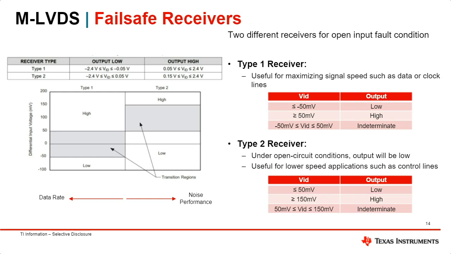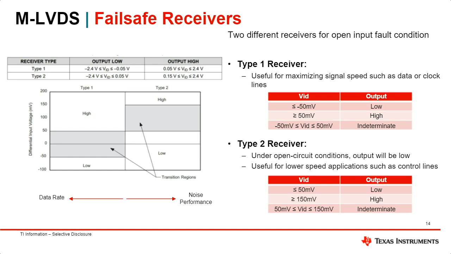Within the MLVDS spec, it also defines 2 types of receivers. The type 1 receivers are very similar to that of LVDS, where your receiver thresholds are centered around 0. Type 2 receivers, on the other hand, raise the receiver threshold voltages by 100 millivolts. So in the instance that your multi-point network does not have a signal being actively driven, your receiver won't be in an indeterminate state and will be in a known logic low output. This will make your system much more robust using a type 2 receiver.